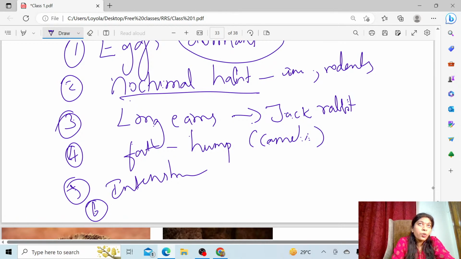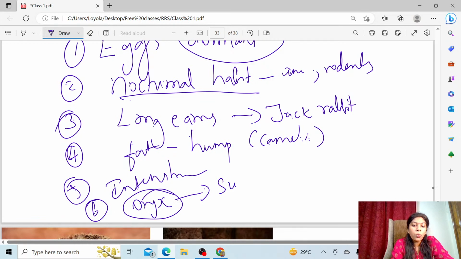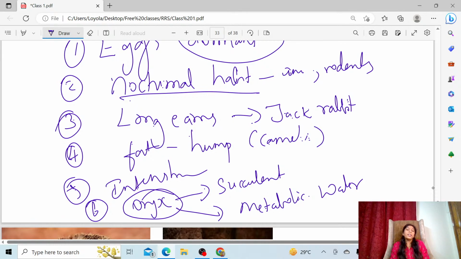And another adaptation you can see in some animals like oryx. Oryx is an antelope which is seen in the desert. What they do is they feed on succulents, succulent plants. Succulents have a lot of water in them. Again, they will not always drink water. They will use metabolic water from their body. Metabolic water they will use. So in this way, there are a lot of adaptations which are seen in desert animals.